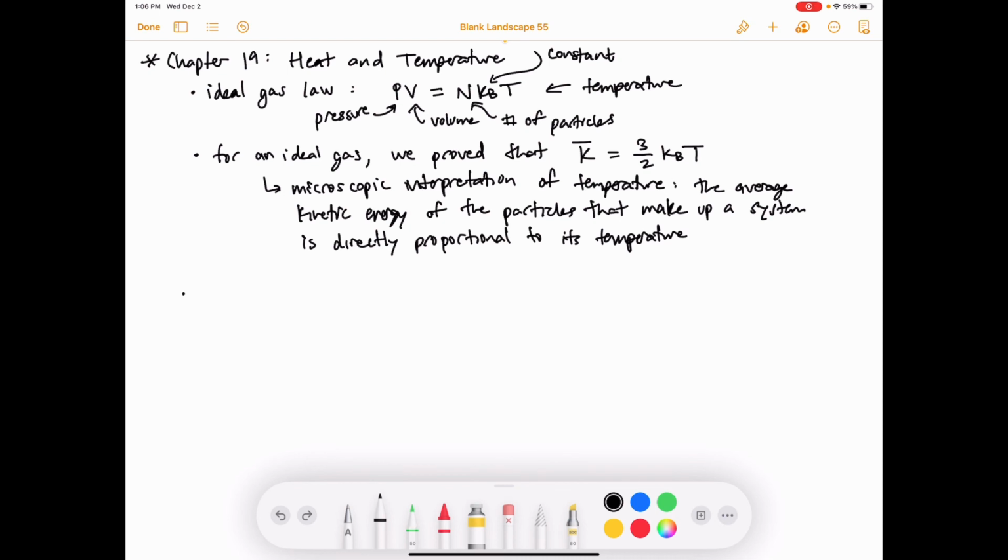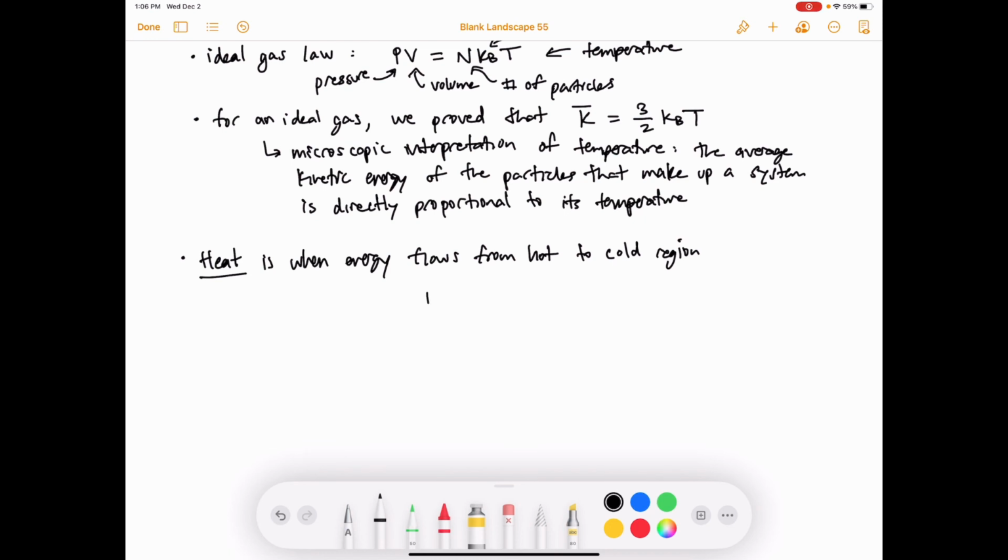So the next thing to define is heat. So heat is simply when energy flows from hot to cold. So if energy flows from a hot region to a cold region, we just call that heat.